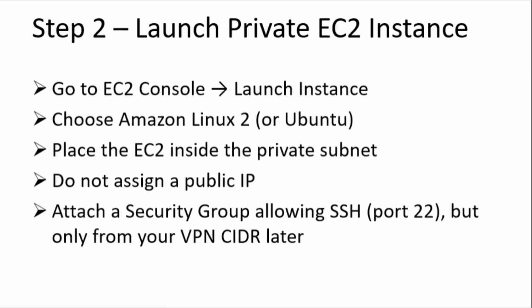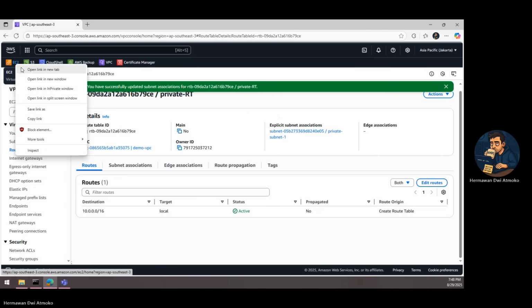Next, we attach a security group. For now, allow SSH on port 22, but don't open it to the world. Later, we'll restrict this access to only the VPN IP range, so only authorized users can connect securely.